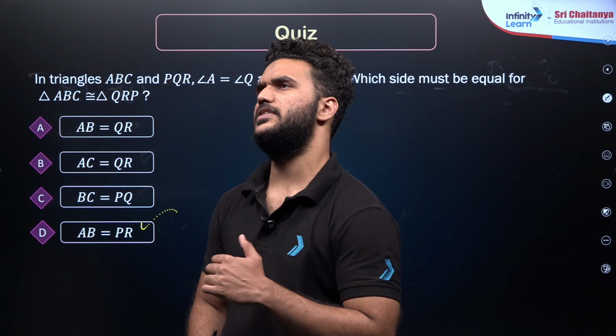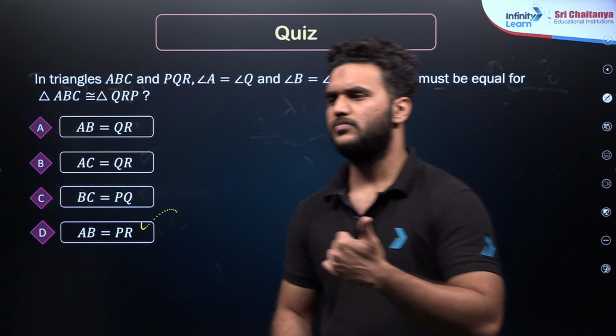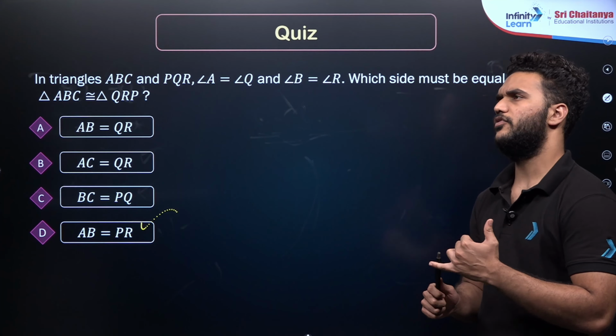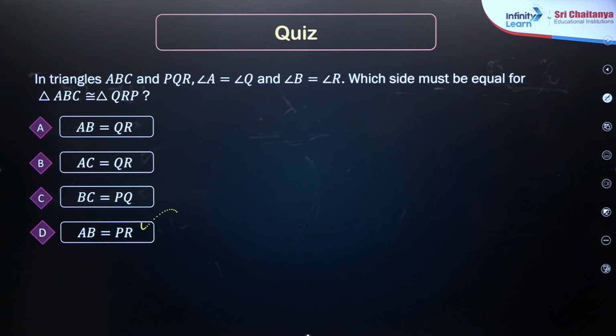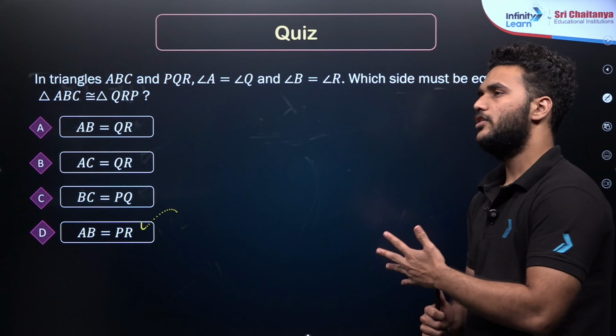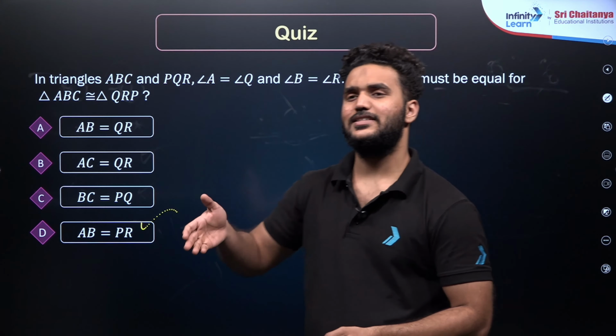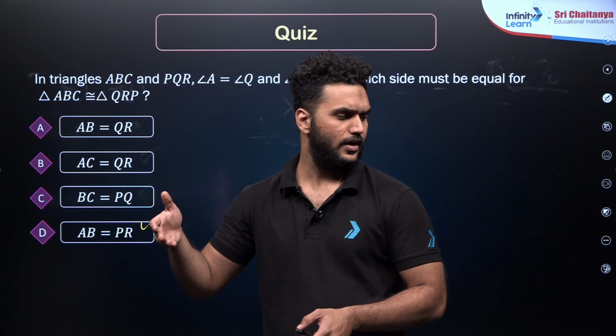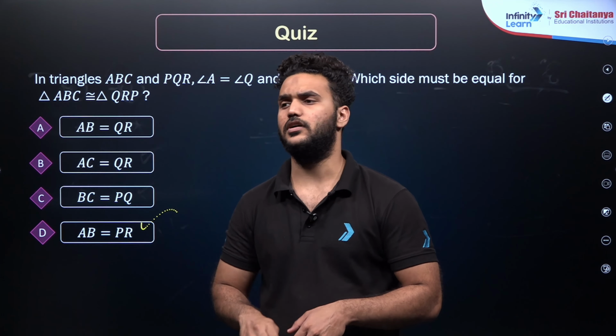CPCT full form: corresponding part of congruent triangle. Then the last one is property, congruent property. First, let's talk about what CPCT is for. We have SSS, ASA, and AAS, and then we have CPCT.